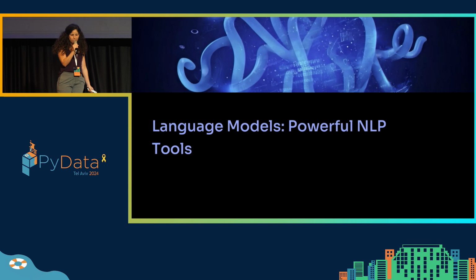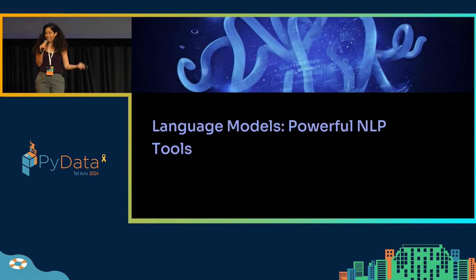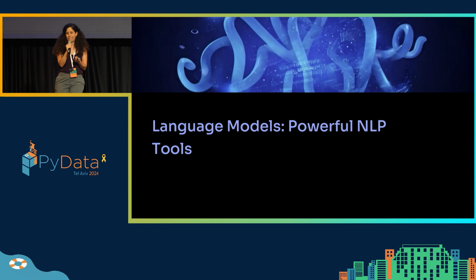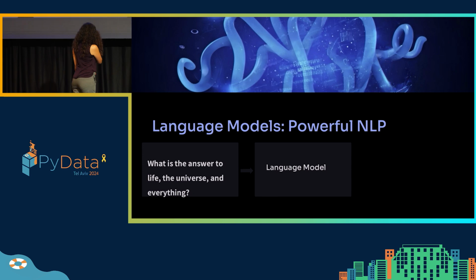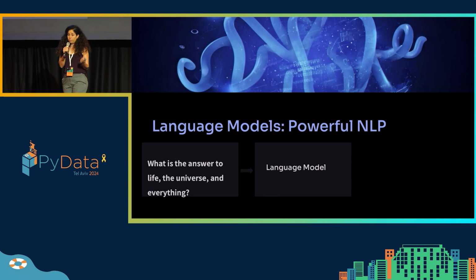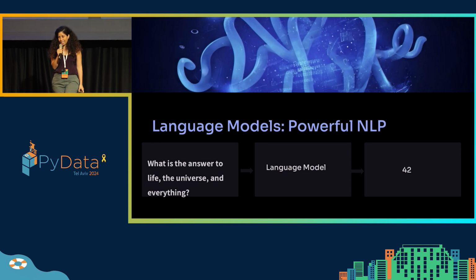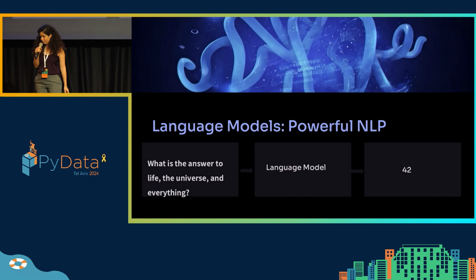What is a language model? You can think of a language model like a black box, where the input is text and the output is also text, but contextually relevant. For example, if I input the phrase, what is the answer to life, the universe, and everything, the language model might output the famous 42, referencing the Hitchhiker's Guide to the Galaxy.